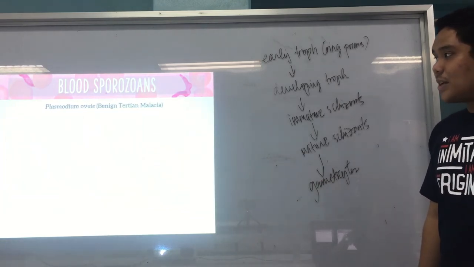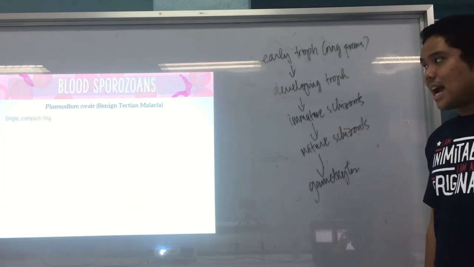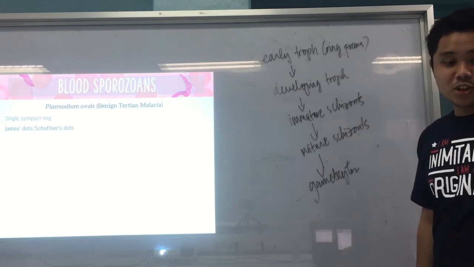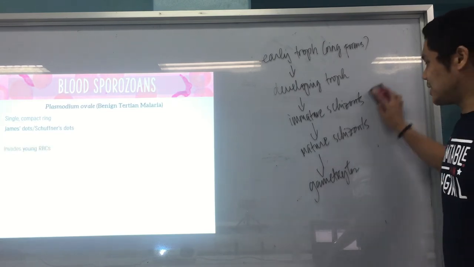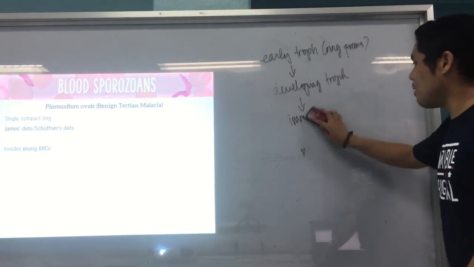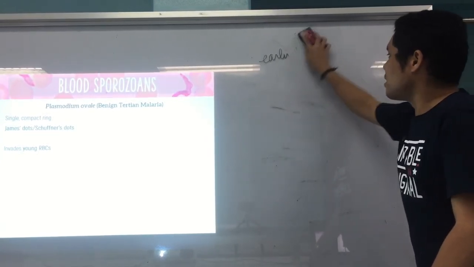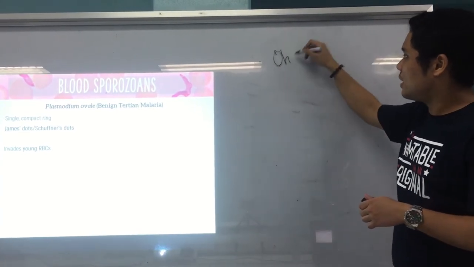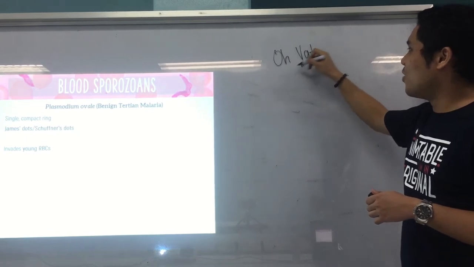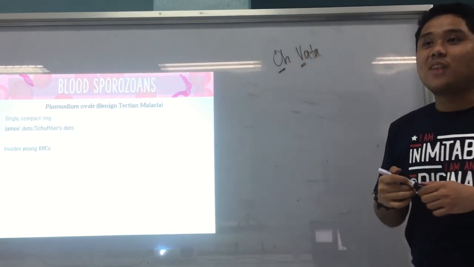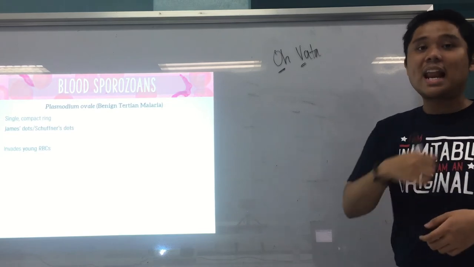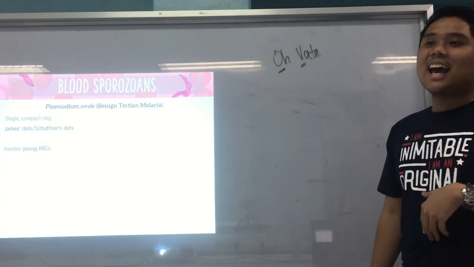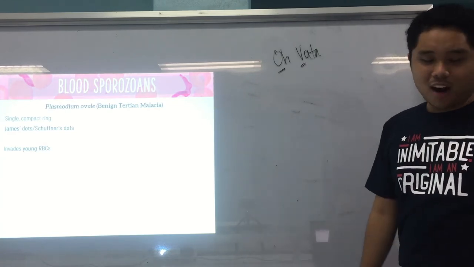Now, for the next, we have Plasmodium ovale. So, it's still benign tertian malaria. Again, you have dots, could be James dots or also known as your Schuffner's dots. It also invades young RBCs. So, how do I remember? Ovale and vivax, like kiddie meals, they like the young ones. Ovale and vivax invade young RBCs.